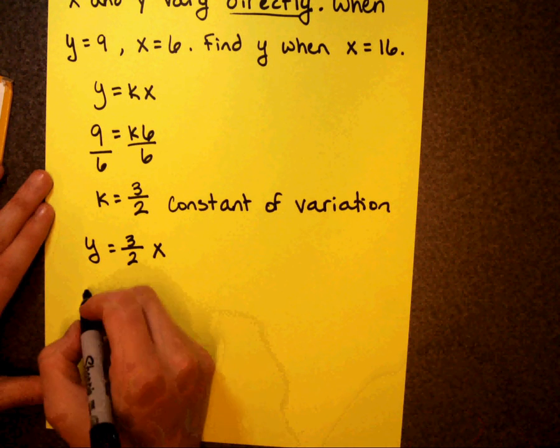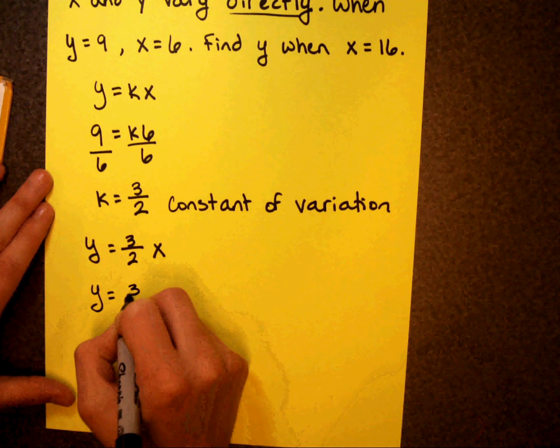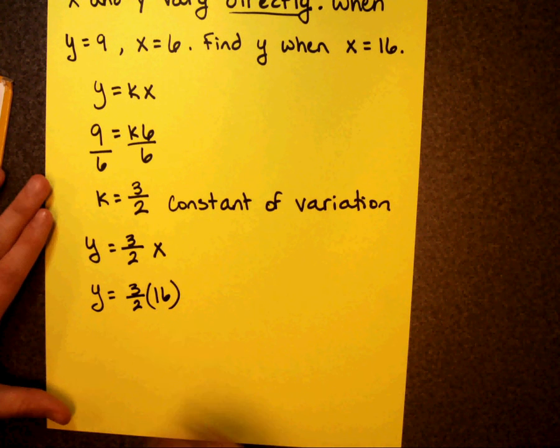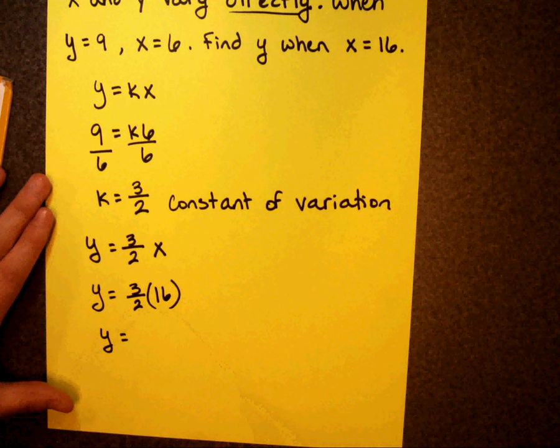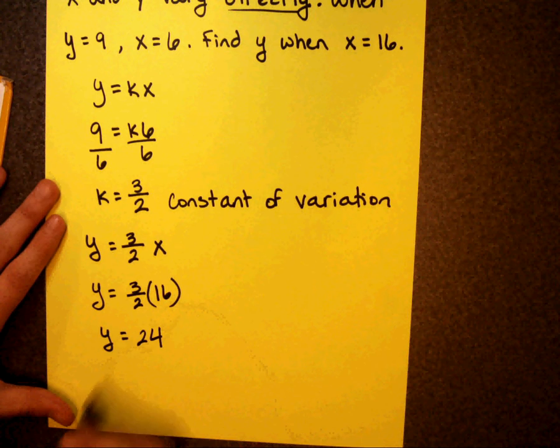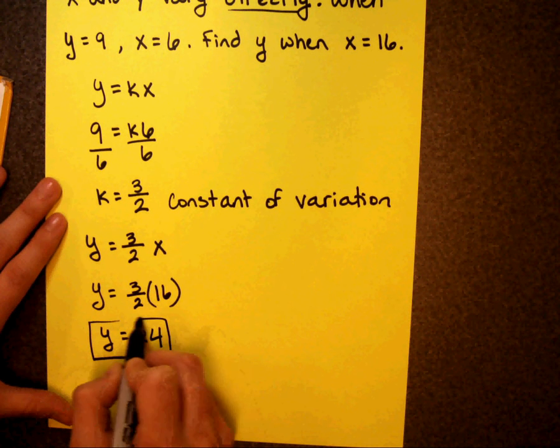So I have y equals 3 over 2 times 16. So y equals, what, 24? Y'all are fancy. So y equals 24.